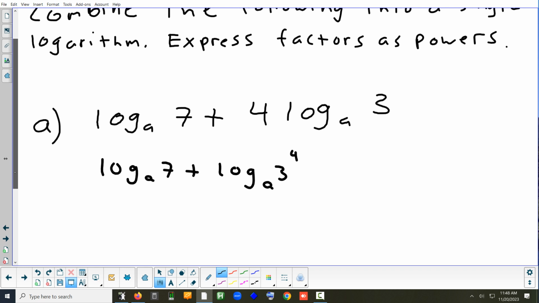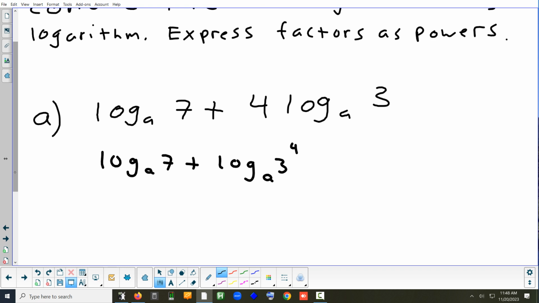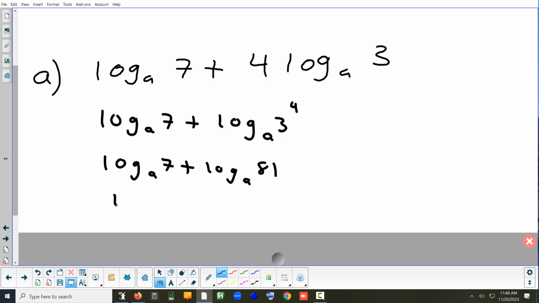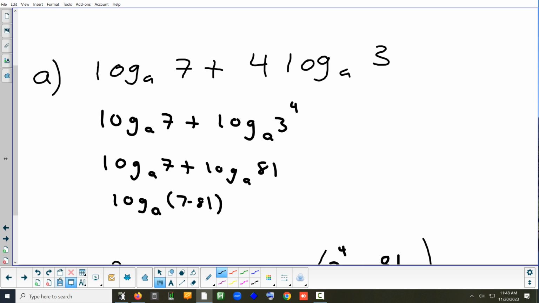All right, and now that's a calculation. We can do that out. What's 3 to the 4th power? Yeah, 81. Next, if we recombine everything back together to be log a, 7 times 81 would then go log a 567. So that's exactly the process we just did, except reversed.